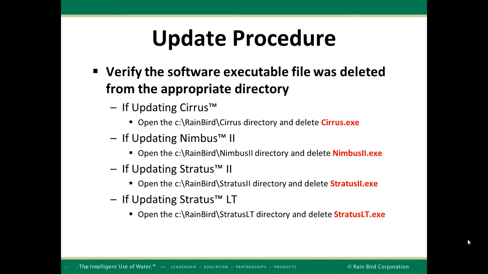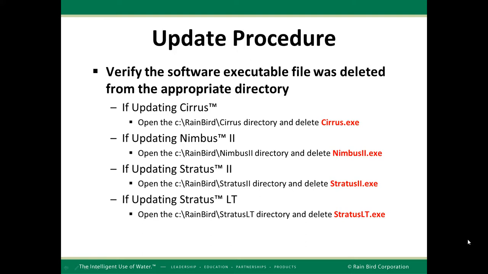After you've uninstalled both the Central Control software program and Rainbird MI from your computer, you'll want to verify that the software executable file was deleted from the appropriate directory. If you're updating your Cirrus product, you want to open the c:\rainbird\Cirrus directory and look to see if the cirrus.exe file is still there. If not, great. If it is still in the directory, please manually delete the cirrus.exe file.